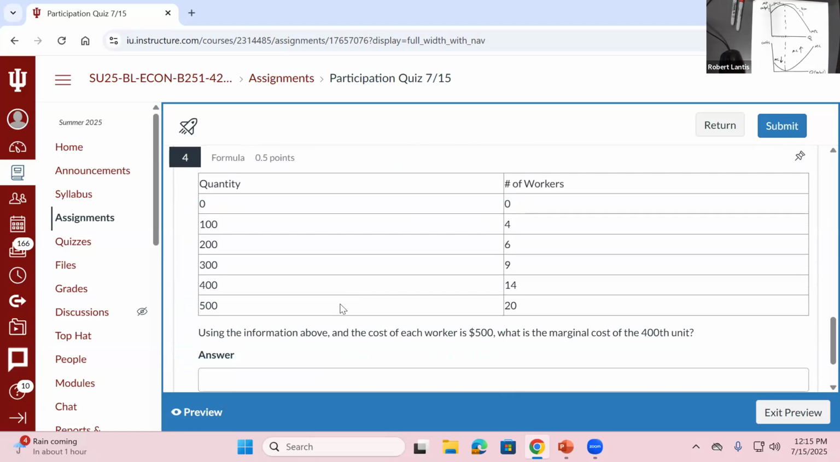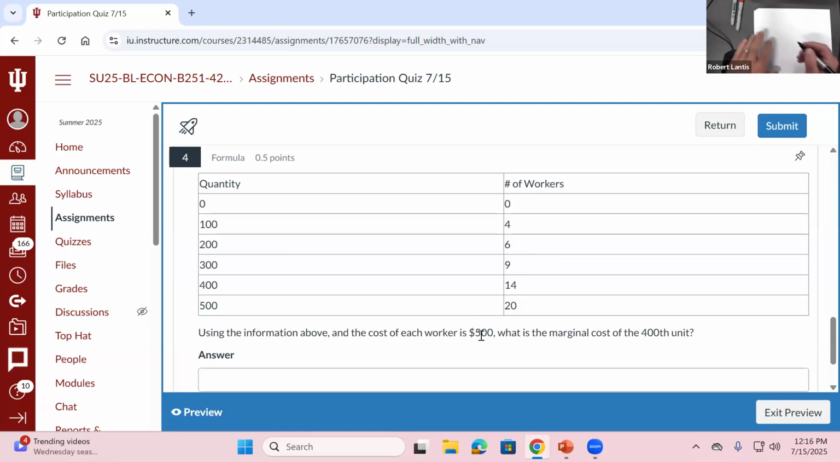So let's say I had the same setup, but each worker is costing me $500. How could I find the marginal cost of the 400th unit? So if I wanted to know the marginal cost of that 400th unit, what would my total cost be if I wanted to produce 300 units? Well, I would need to pay 9 workers, right? So each worker is going to cost me $500, right? So what would my total cost be if I wanted to produce 300 units? 9 workers times 500 should be $4,500, right?